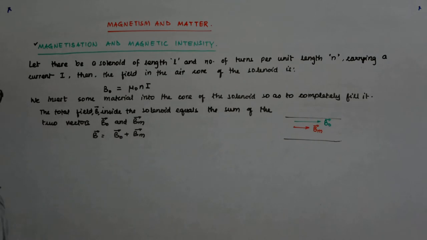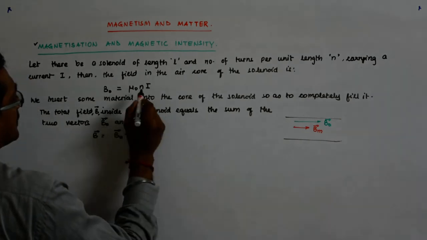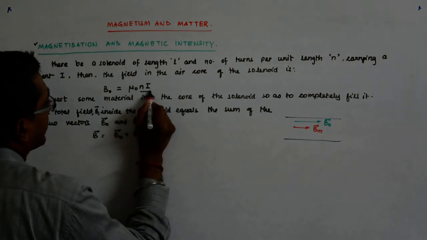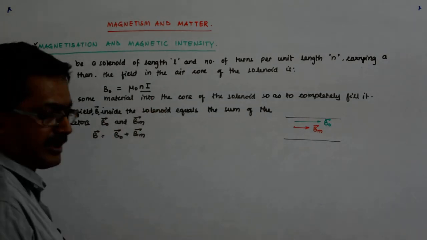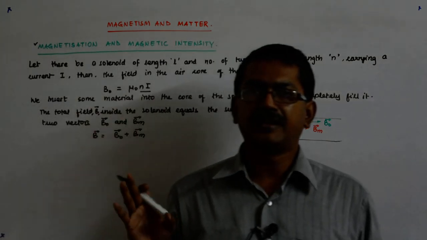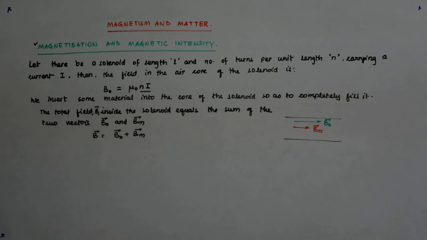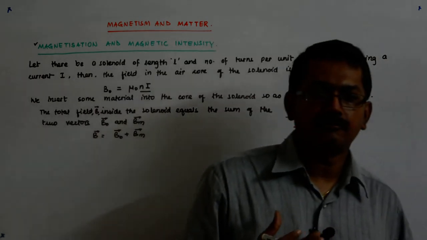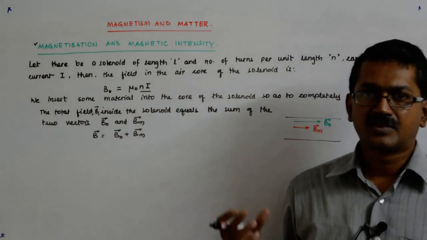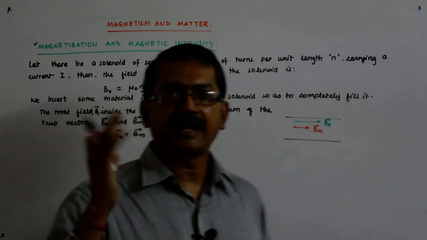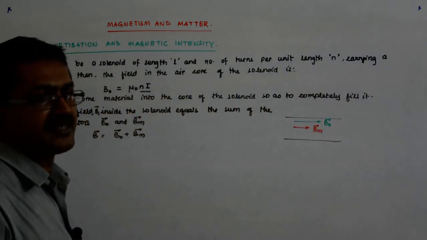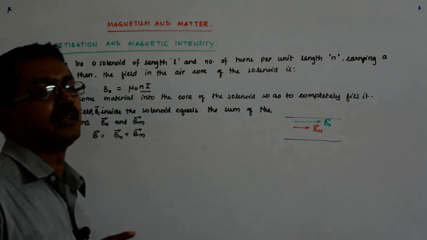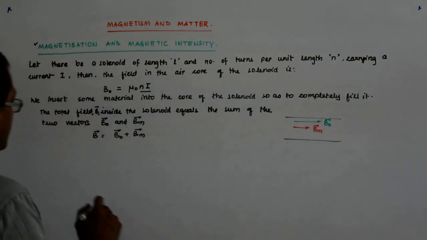Now what happens? This part Ni, see what happens? My field is directly proportional to Ni. That means if I increase the number of turns per unit length or I increase I, I'll have more field. Correct? This thing Ni, which drives the field, I define as magnetic intensity and call it H. Okay?